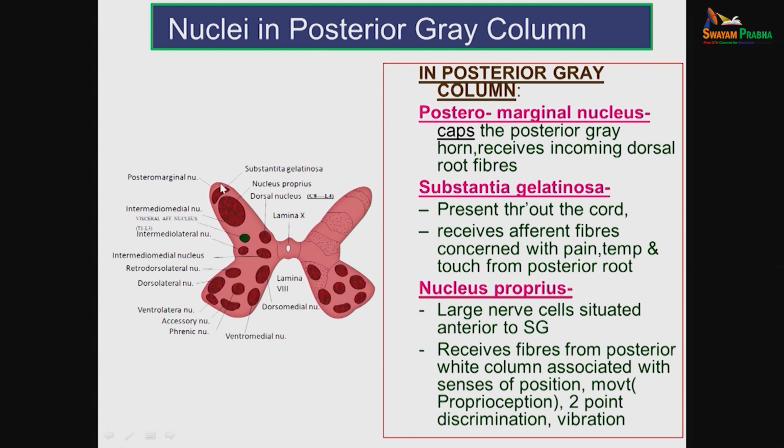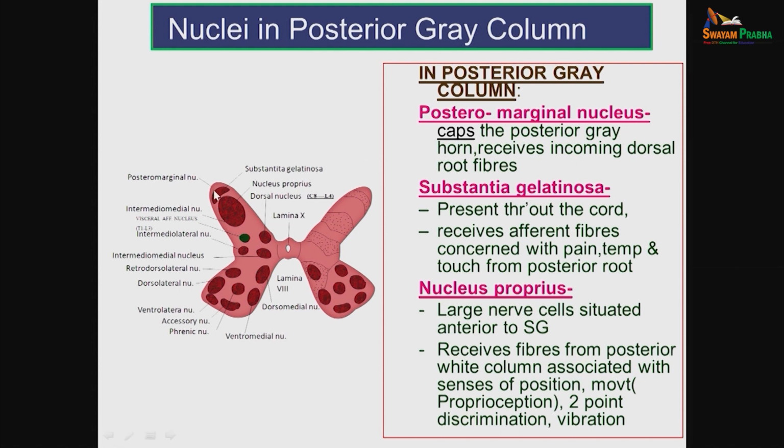So, first is the postmarginal nucleus, which caps the posterior gray horn, and it receives some incoming dorsal root fibers, come and end here. Next nucleus, what you are seeing here is substantia gelatinosa, very important nuclei which is present throughout the cord. It receives afferent fibers concerned with pain and temperature touch from the posterior root. It is an important second order neuron in the spinothalamic tract.